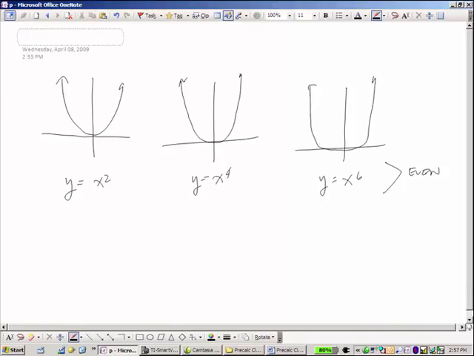What if we changed the k value? Like right here, k is 1. What if we made it 2 or 5 or 12? What does a number in front do?